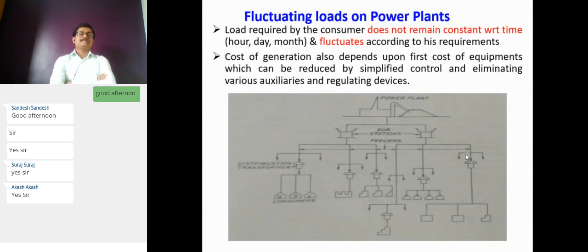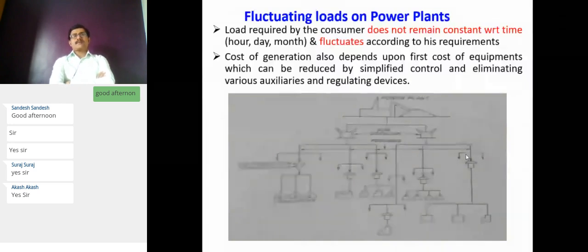So let us look at the first line. The load required by the consumer does not remain constant with respect to the time. The time may be taken into consideration on an hourly basis, daily basis, or monthly basis. And this load fluctuates according to his requirements. This particular line gives an insight into the pattern or the trend followed by a consumer when he or she consumes the electricity.